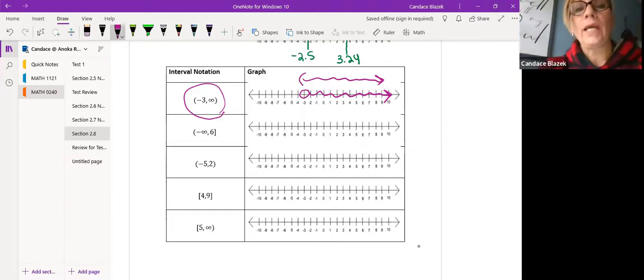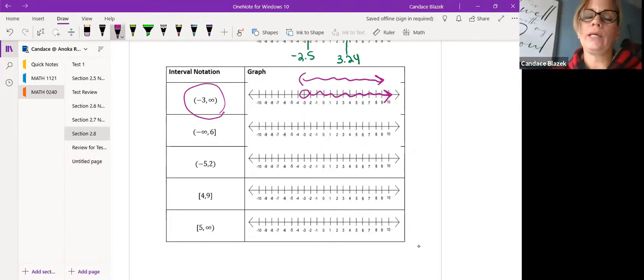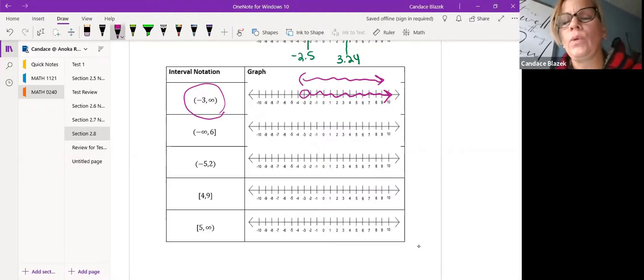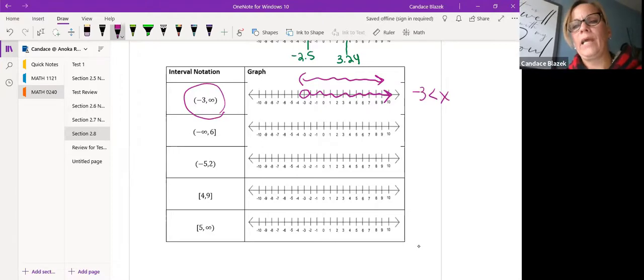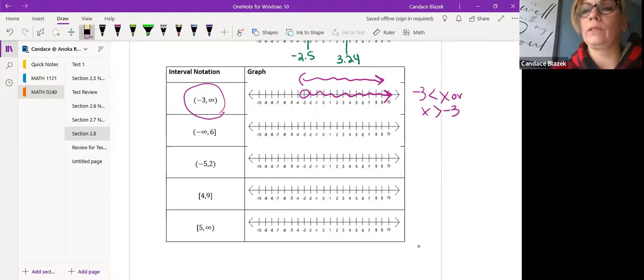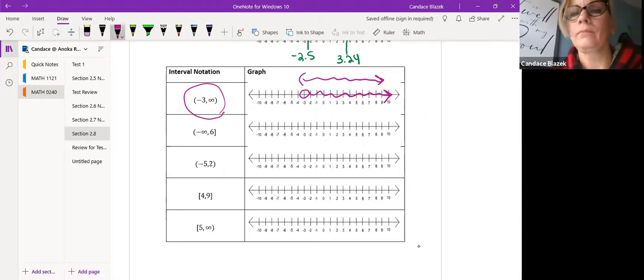Now, thinking back to the inequalities that we graphed, for this interval notation we would say -3 is less than x. I can flip this around, because with inequalities we often start with x when we say it, so we could also say that x is greater than -3. I'm going to rewrite those a little bit to stay on the paper. So we can say -3 is less than x, because x keeps going bigger, or x is greater than -3.